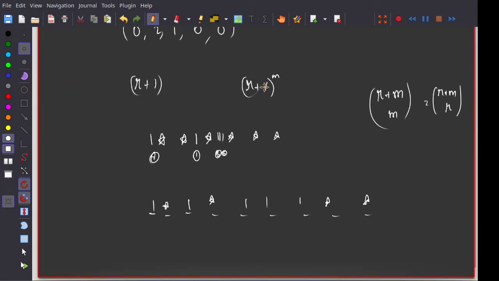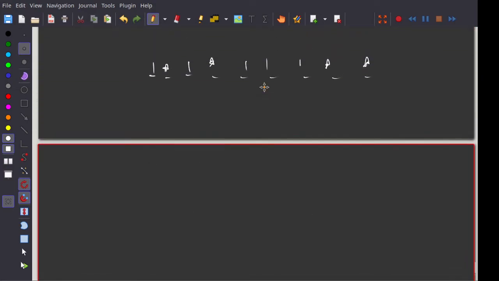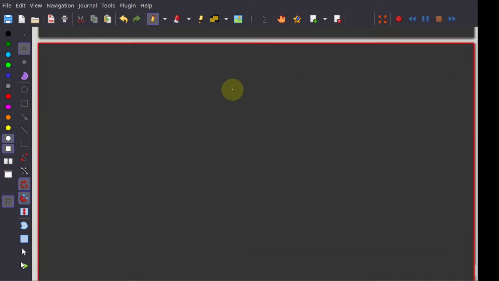Okay, so this gives us the dimension. Now, what about the minimum distance?